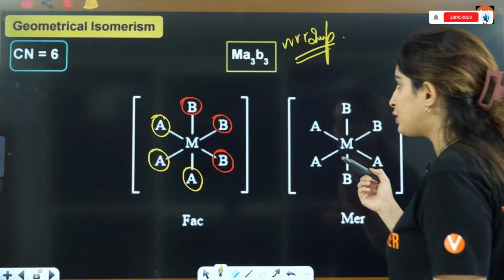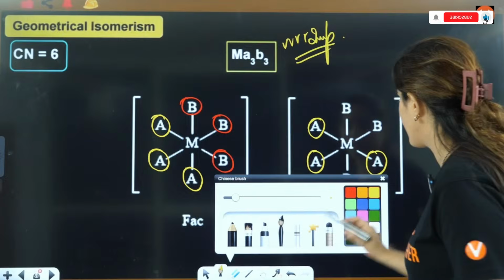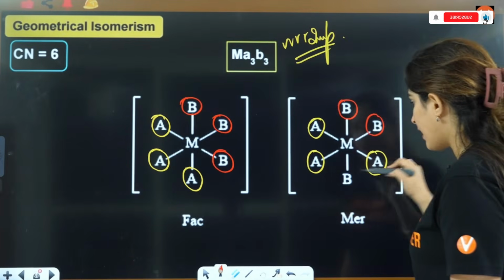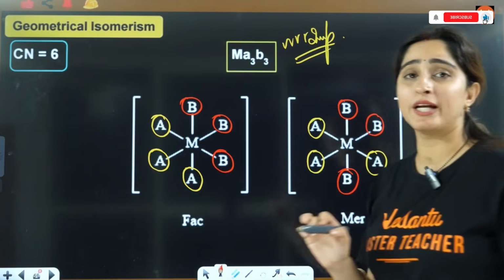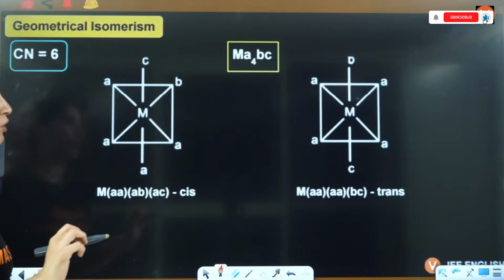How do you write it in 2D? A, then one gap and then you will have A. B, then one gap, then you will have B. That is meridional and facial isomerism. This is very important. Okay.